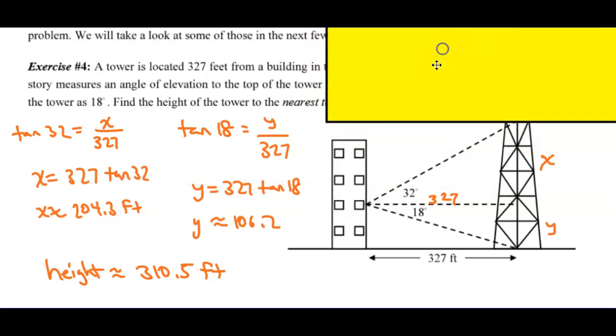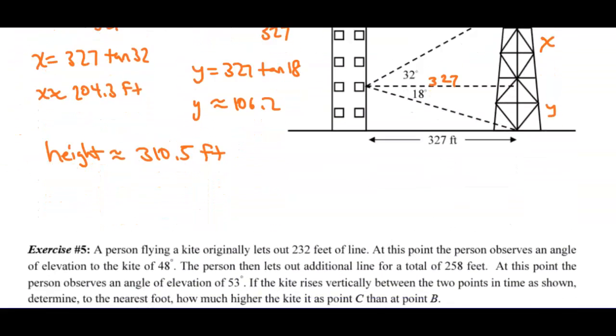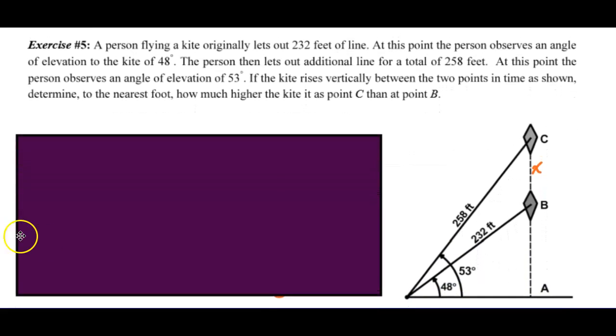Okay, so that's the first one. You can pause, take a second to process that, but we have a pair of right triangles here with opposite over adjacent, so tangent's going to work. All right, and then exercise 5. See if you can set this one up.